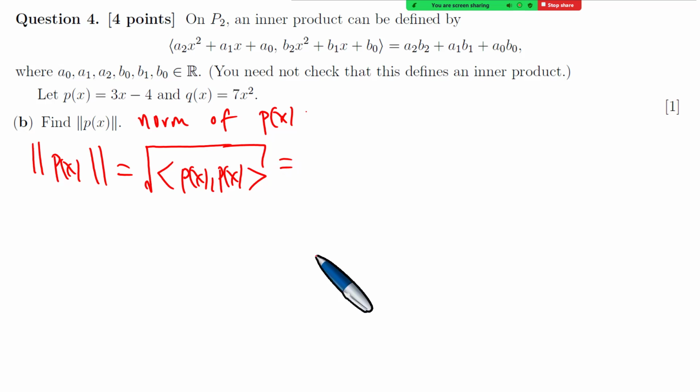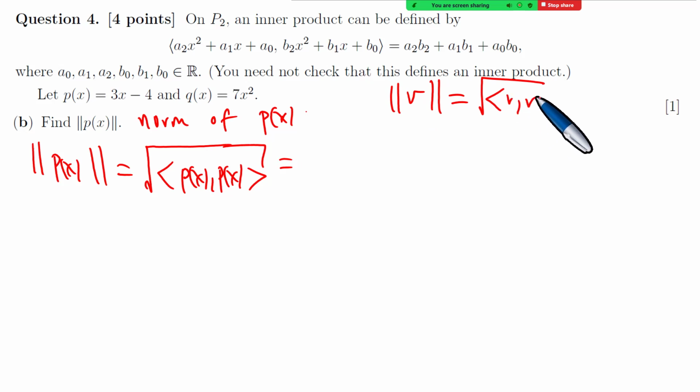Okay, so that is the norm of a vector. Even if somebody asks, what is the norm of V? It is the square root of the inner product of V with itself. So at this point, if you have the P of x, it's exactly this. Now we can write it nicely, because the definition has squares.